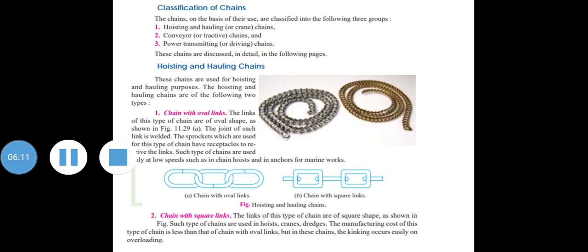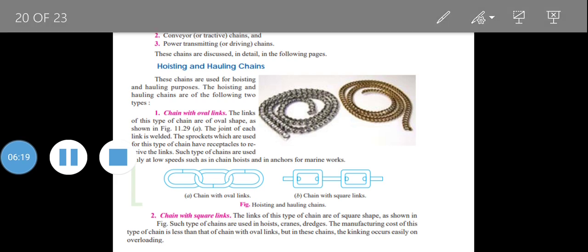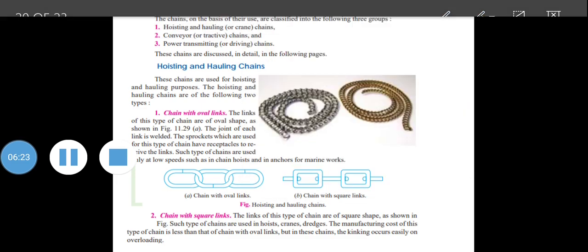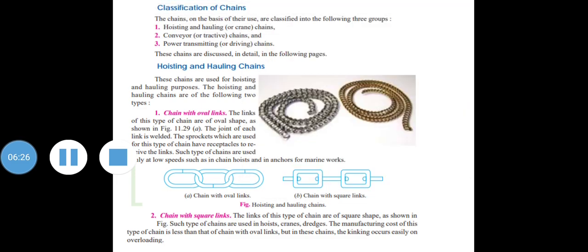Now this hoisting and hauling chain has the following two types. The first one is a chain with oval link. The second is a chain with square link, as we are able to see from these two diagrams of chain with oval link and chain with a square link.